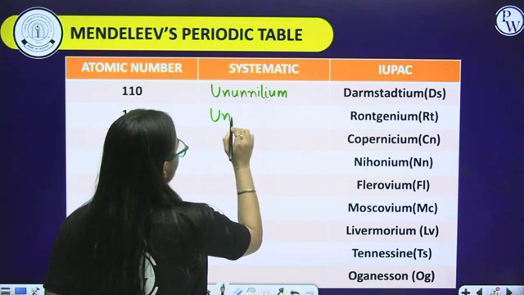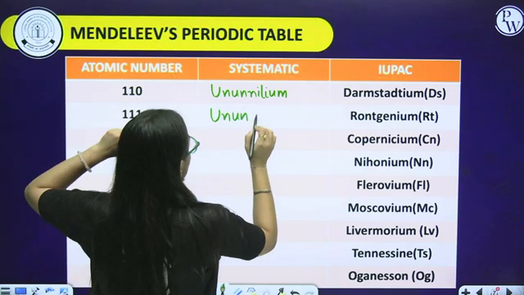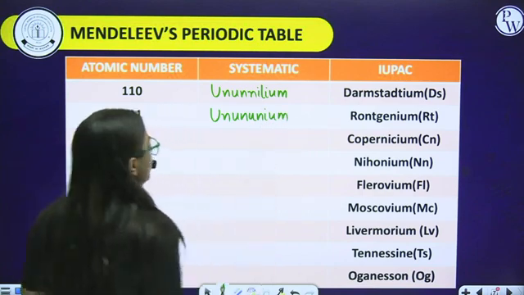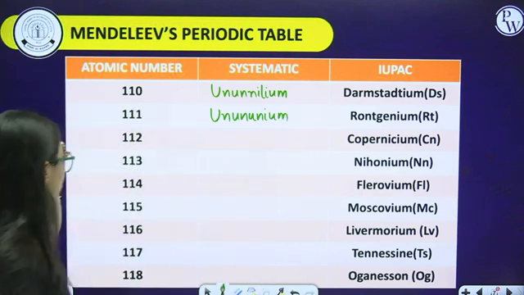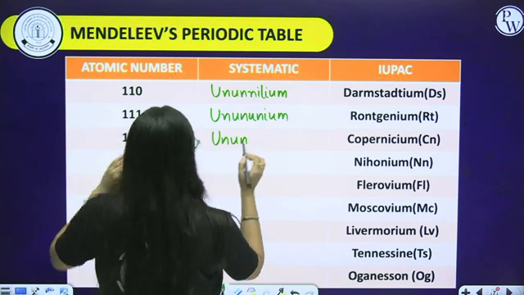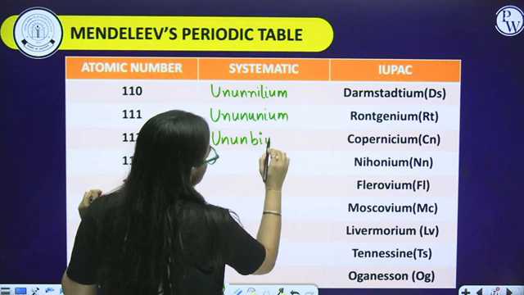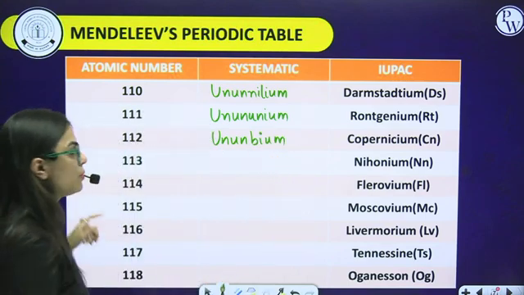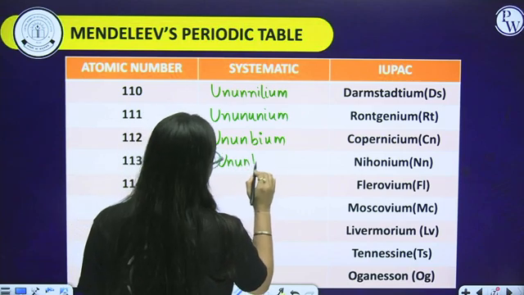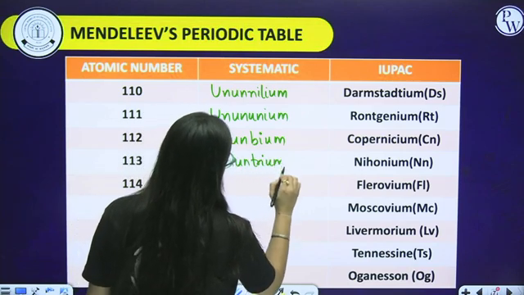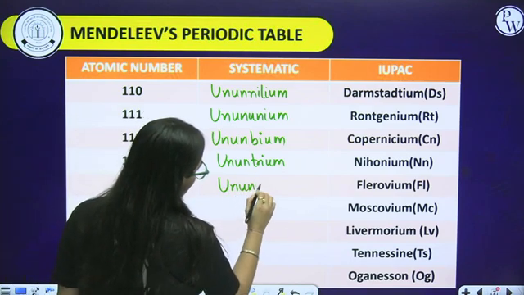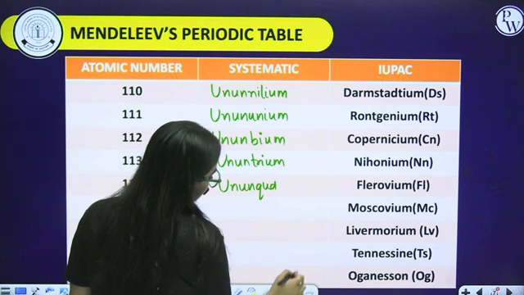So again for 1 it is un. Again for 1 it is un. For again 1 it is un. Then comes ium. Unununium. Then for 112, it is going to be un. Then again for 1 it is un. For 2 it is bi. Then comes ium. Now comes the 113th. So it is going to be trium. Then for 114 it is quadium.